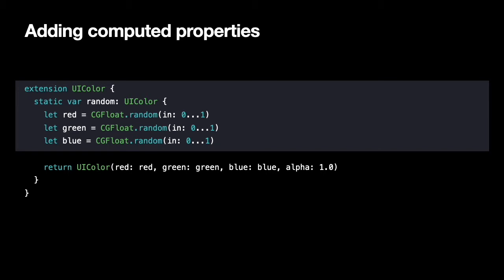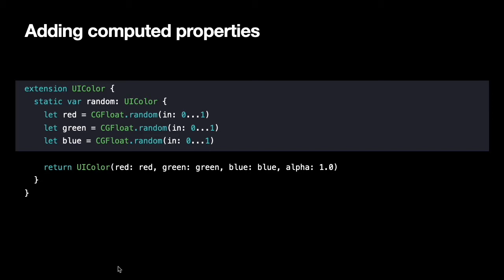One thing you can do with an extension is to add computed properties. For example, here we're creating a static computed property as an extension of the UIColor type. And the new computed property is called random, and it is of type UIColor, and it returns a random color with random red, green, and blue values.